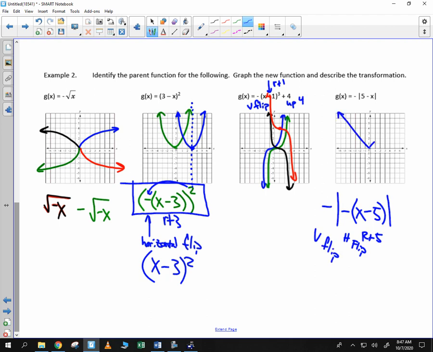So this is my parent function. I move it to the right 5 units, like so. Notice if I flip it around that axis of rotation, I get the same thing that I started with. And then you go ahead and flip that upside down, and you are going to get that.